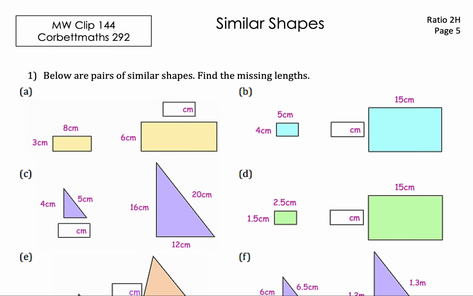Good morning, guys. We're going to go through page 5 of the Ratio 2H pack, and that's all about similar shapes. Now, similar as a word in English just kind of means roughly alike, but in maths it means something very different. It means something very precise. It means that you have two shapes whose ratio of corresponding sides are equal.